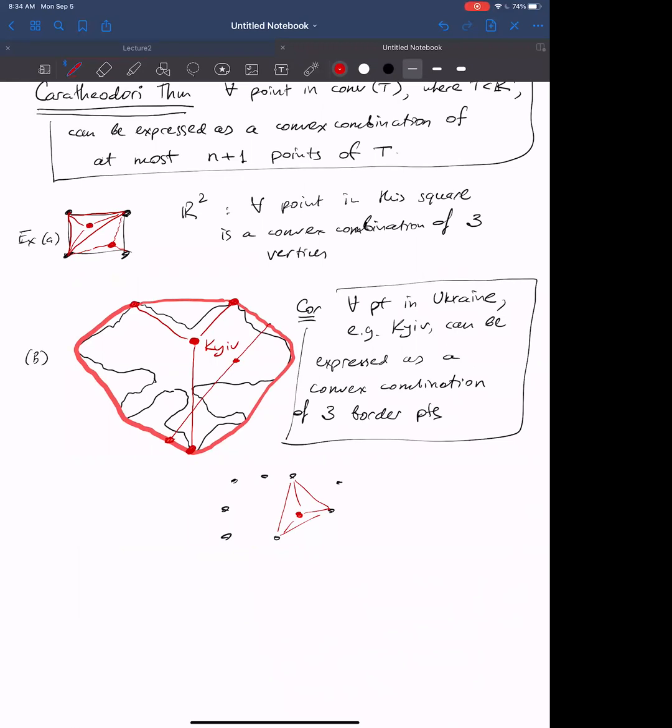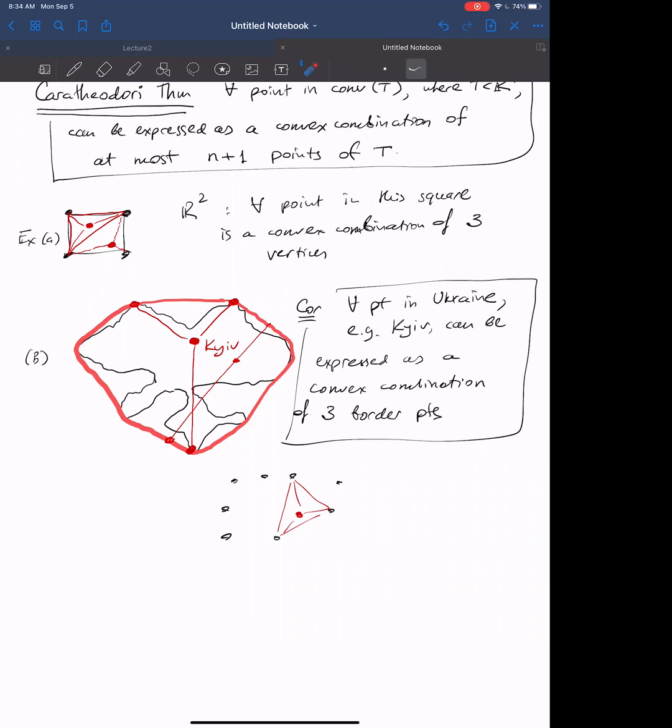Yes, Maxim. For the Ukraine, for example, if we choose a point outside of Ukraine, but in the convex hull, then it can also be represented as 2 points, right? At least it looks like that. No, I didn't see that. If we take, let's say, this point. Okay, yeah, this point is good.